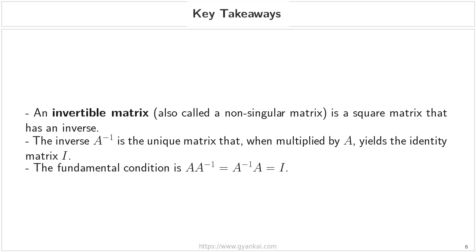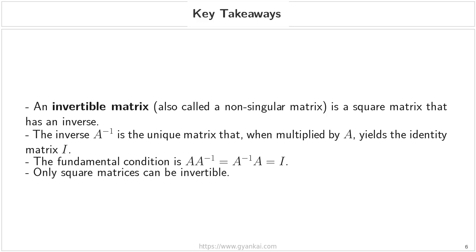As we demonstrated in our previous calculations, the fundamental condition that must be met is that A multiplied by A inverse and A inverse multiplied by A must both equal the identity matrix I. Finally, always keep in mind that only square matrices can be invertible. If the matrix is not square, the concept of an inverse does not apply.